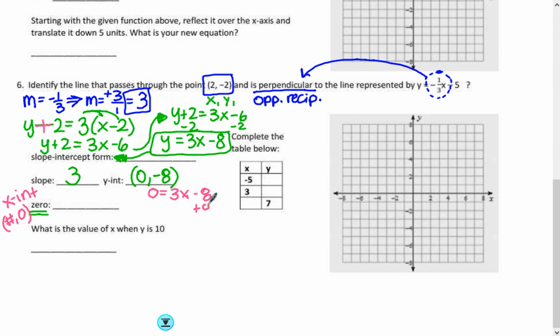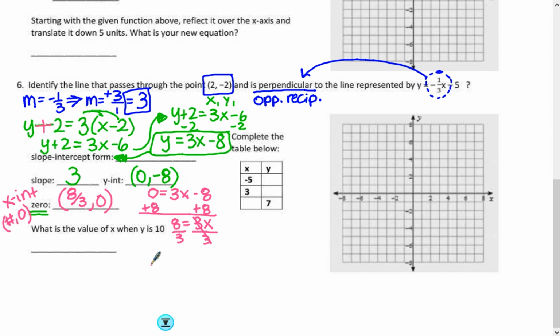I'm going to do that by adding 8 to the opposite side. So I have 8 equals 3x, and then to finish solving for x, I'm going to divide both sides by 3. So I get x equals 8/3 when y is 0, and that is my x-intercept, or my 0.